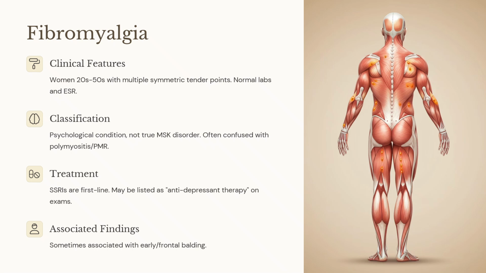What is fibromyalgia? Fibromyalgia is not a musculoskeletal disorder. It is usually a psychiatric condition where women, mostly in their 20s to 40s, will present with multiple symmetric tender points. The labs and ESR will be normal. Here the treatment is SSRIs as first line. They may be listed as antidepressant therapy on the exams.